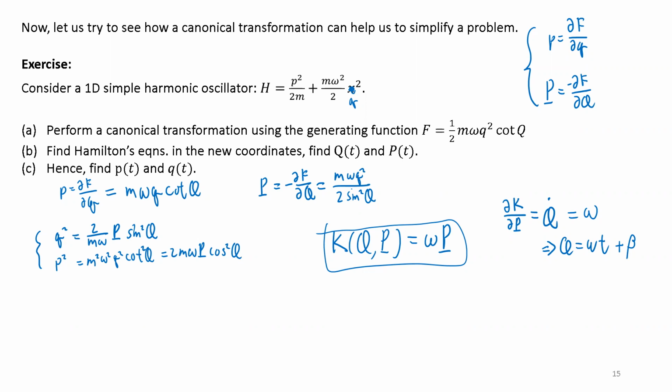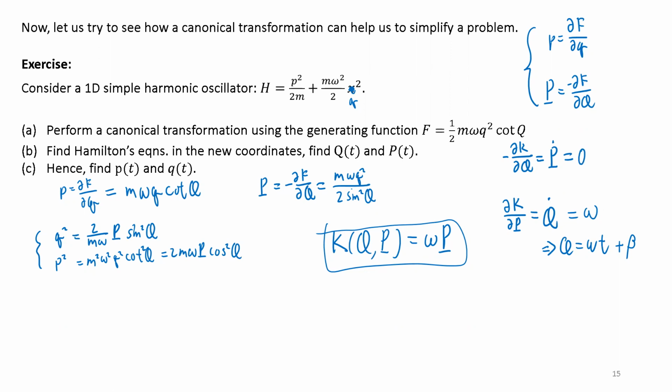On the other hand, the other Hamilton's equation tells you that capital P dot is given by minus partial K partial capital Q. And that partial K partial capital Q is just 0. So capital P dot is just 0, which means capital P is just a constant.